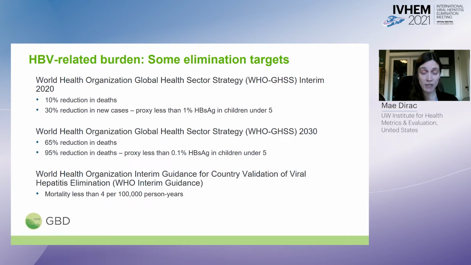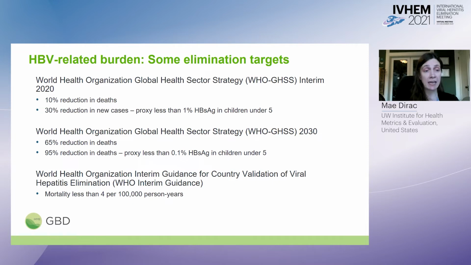The next set of targets are also from the Global Health Sector Strategy, but targets for 2030 of 65% reduction in deaths and 95% reduction in new cases. Again, where the proxy often used is in terms of hepatitis B surface antigen prevalence in children under 5, with that target being 0.1% by 2030.